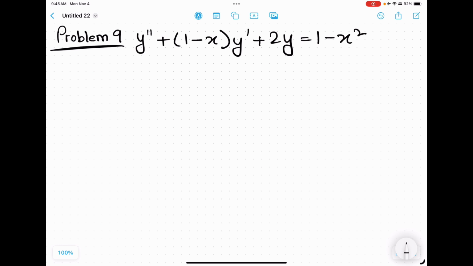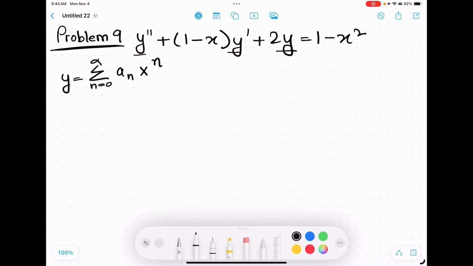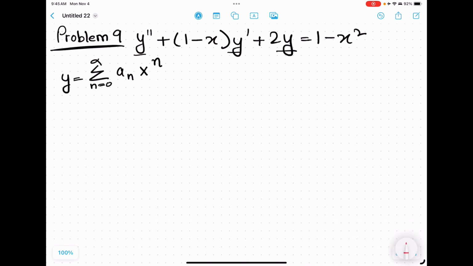Now, our first step was to substitute each y term into a power series form within the main differential equation. So let's go ahead and do that. So we know that our y is summation n equal to 0 to infinity a sub n times x to the power n. And we already know that goes under our red box.